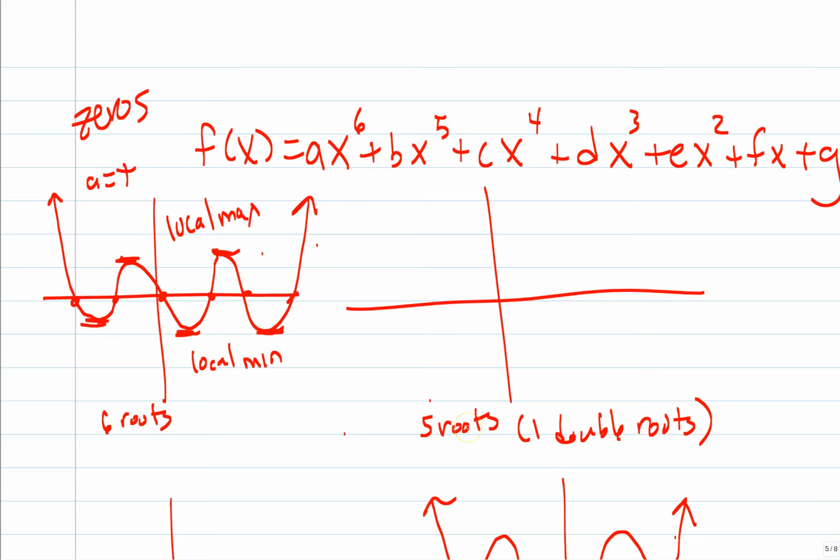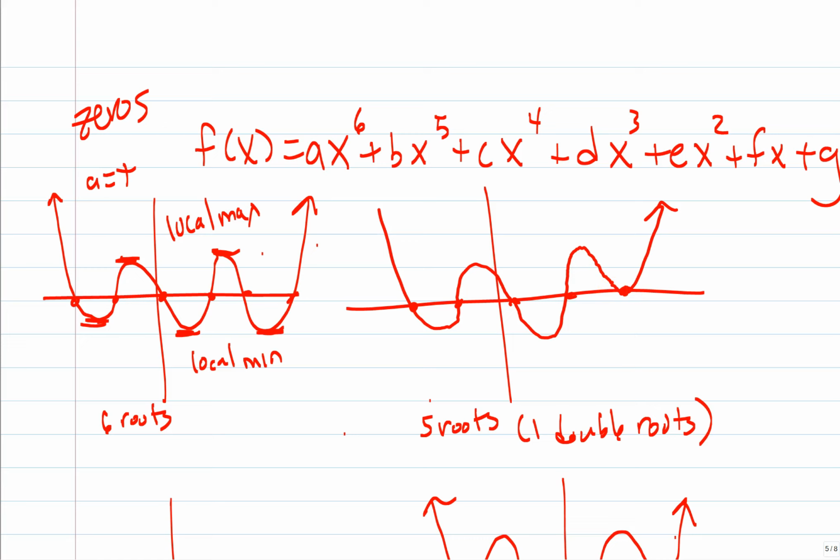What if it had 5? Well, that means that one of those roots had to become a double root, because we're still going to have those 6 terms. So I'm going to draw the same 1, 2, 3, go down 4, but then when it goes down to this last 2, we get a double root, where it hits the axis and then runs away. Notice it now only crosses 1, 2, 3, 4, 5 times. So I can have 5 roots. One of them is a double root. Okay? There's lots of options.